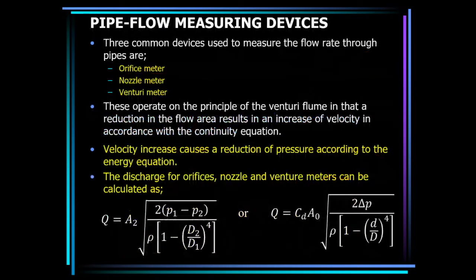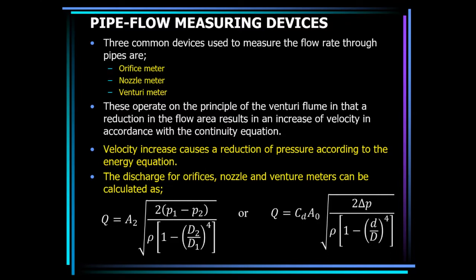Now, pipe flow measuring devices. The hydraulic structures we have discussed are used for open channel flow. What about for pipes? Here we have three common devices used to measure the flow rate through pipes: the orifice meter, the nozzle meter, and the Venturi meter. The Venturi meter is different from the Venturi flume. Although the principles are somewhat similar, this is for pipes, while that is for open channel flow.